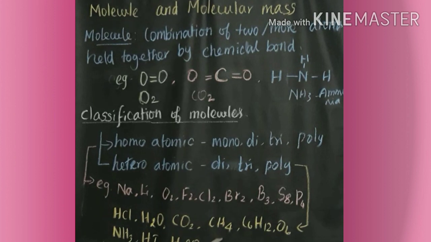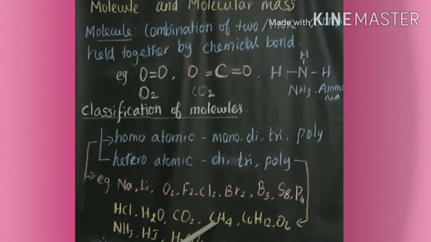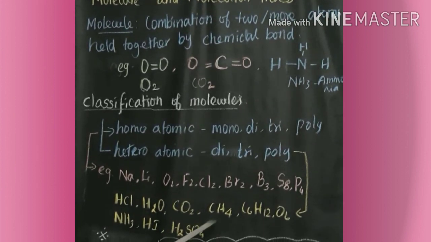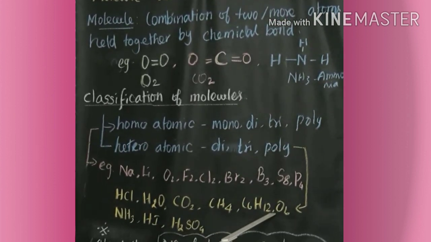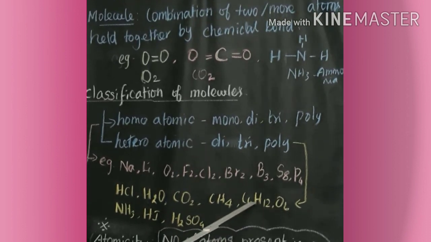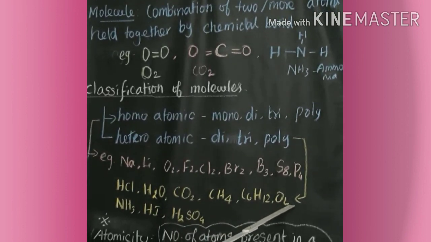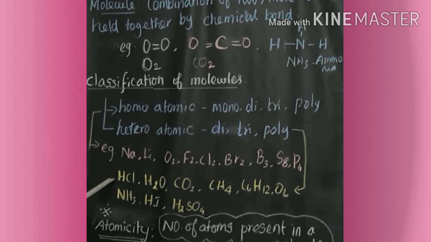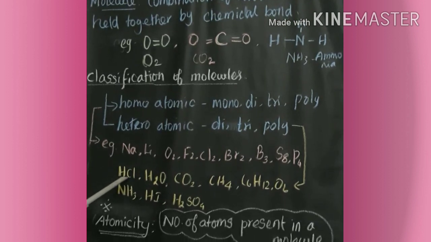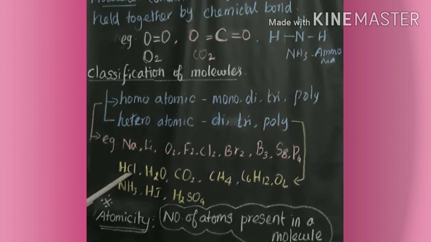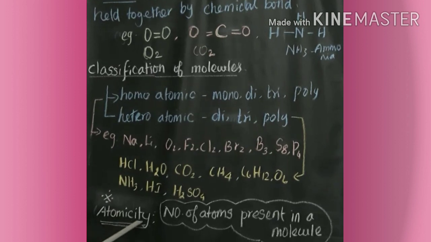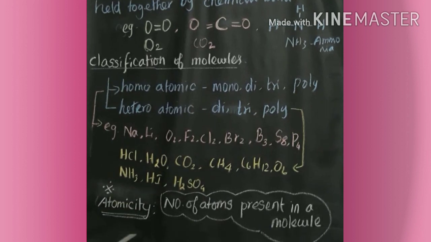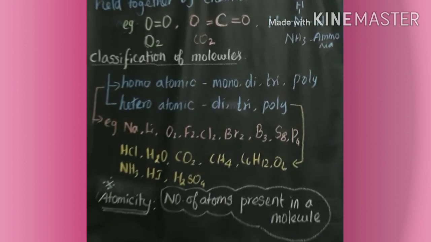Now come to methane. What is the atomicity of methane? 1 carbon plus 4 hydrogen atoms. Total number of atoms is 5. So the atomicity of methane is 5. And what is the atomicity of glucose? 6 plus 12 is 18, plus 12 is 24. So here the atomicity is 24. In the case of hydrochloric acid, it is 2, 1 hydrogen and 1 chlorine. I think you may be clear about the term atomicity. What is atomicity? The number of atoms present in a molecule. That gives the value of atomicity.